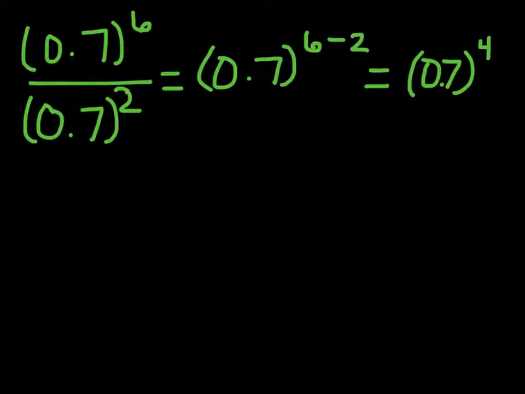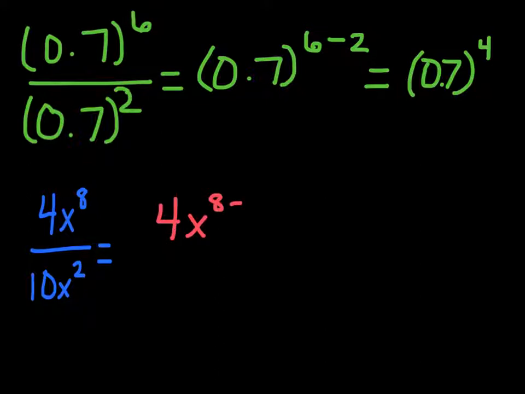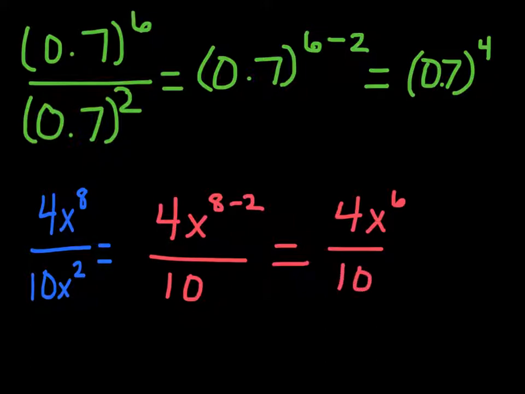Here's another example, this time working with monomials. 4x to the 8th divided by 10x squared. Using the quotient of powers property lets us rewrite this fraction as 4x to the 8th minus 2 over 10. Now we subtract our exponents, 4x to the 6th over 10. And finally, we divide the numerator and denominator by 2 to reduce, giving us a final answer of 2x to the 6th over 5.